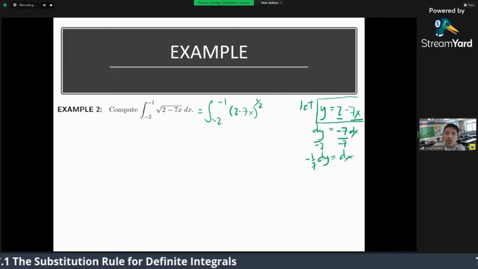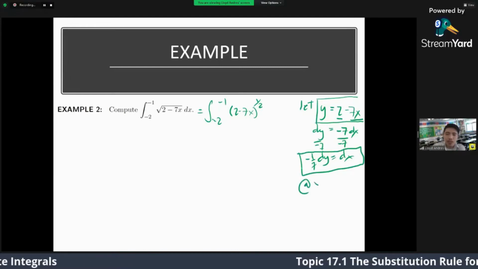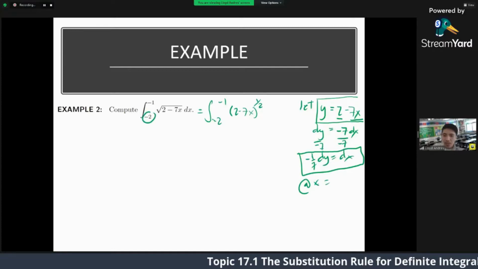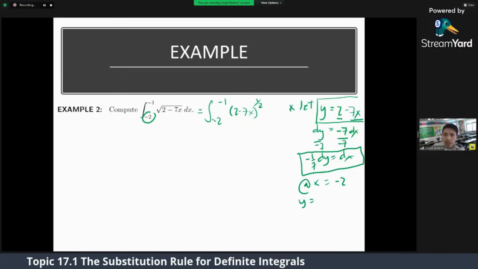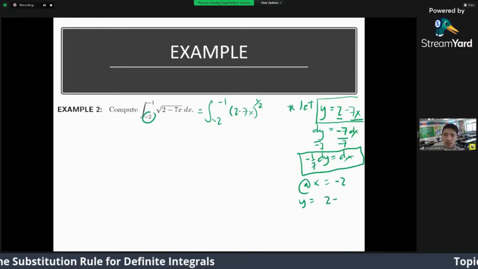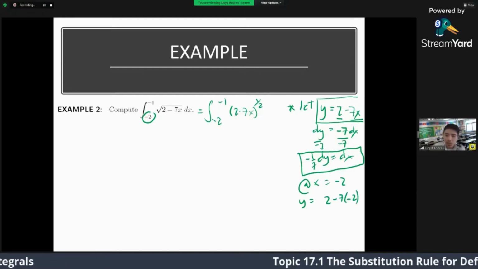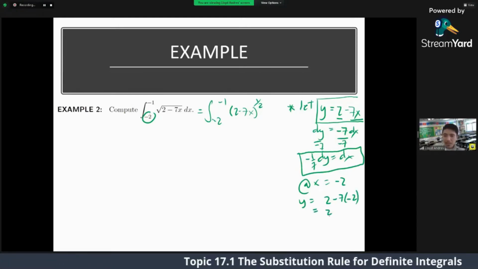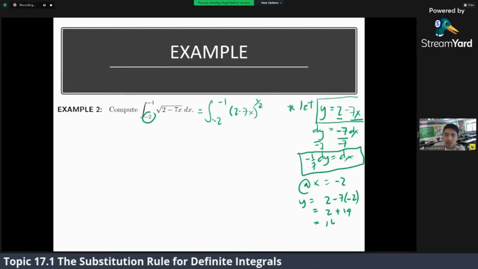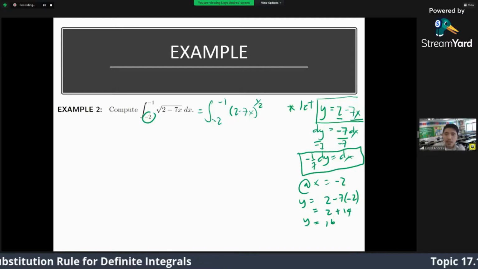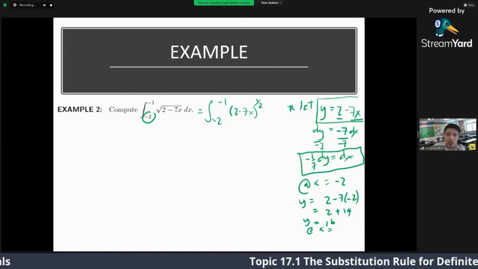Huwag na natin ang dx. Limit na po. At x equals negative 2, y is, using our earlier substitution, 2 minus 7 times negative 2. So that is 2 plus 14, which is 16. And next, at x equals negative 1.